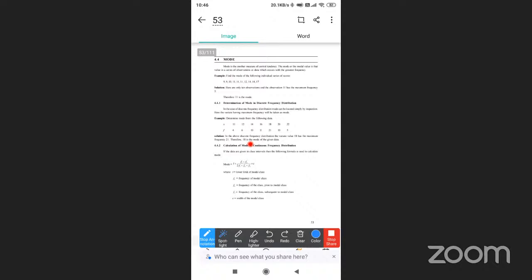Now, calculation of mode in a continuous frequency distribution. If the data are given in class intervals, then the following formula is used to calculate mode. Mode equal to L plus (F1 minus F0) by (2F1 minus F0 minus F2) into C.